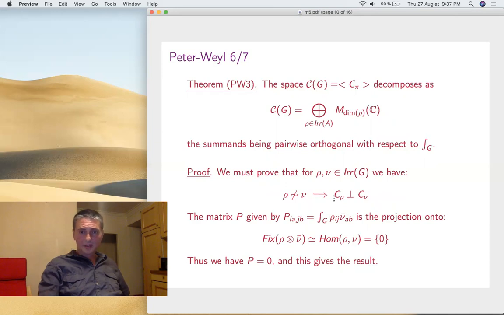For this, with the integration, you take this projection here, this matrix here. But by what we said before, this is the projection to the fixed points of this tensor product. Now, if you do some algebra, this Frobenius isomorphism, it's quite simple. The Hom space was assumed to be between non-equivalent things, so it's zero. So finally, that projection is zero. So I got it. The coefficient states are orthogonal. These guys are all zero.